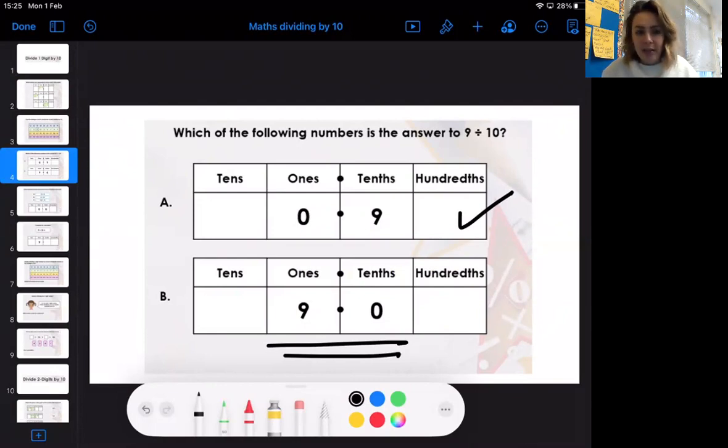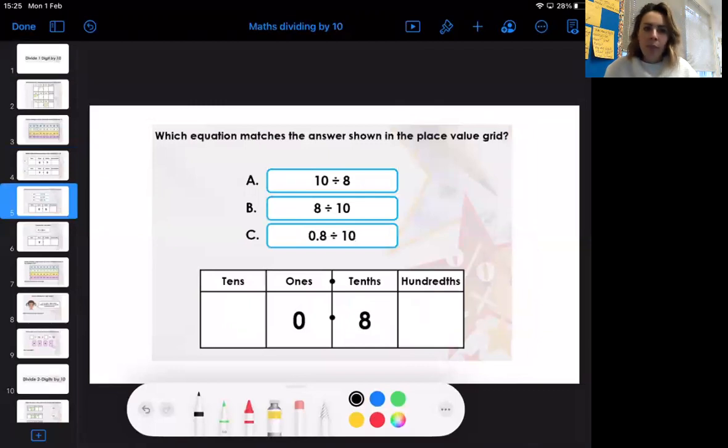Let's have a look at a different type of question. Which equation matches the answer shown in the place value grid? So one of these questions has the answer 0.8. I suggest you write down the questions, use a place value grid to help you answer them, answer each question, and then see which one matches 0.8. Pause the video now and have a go.